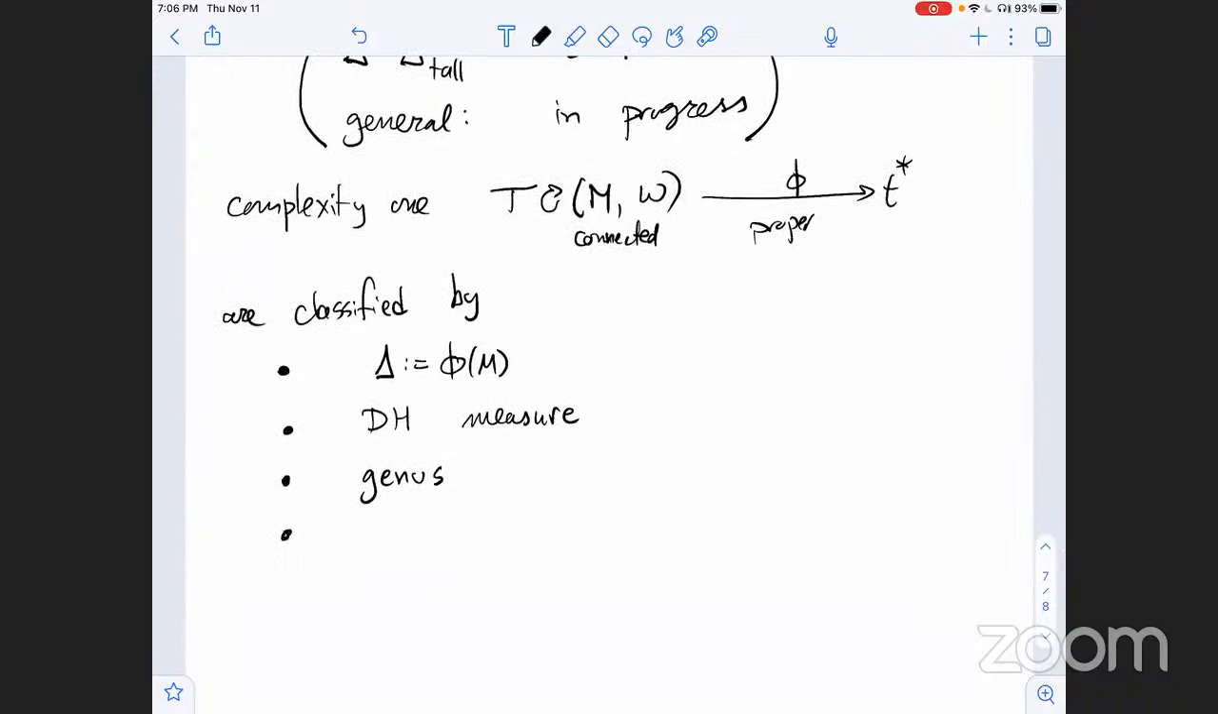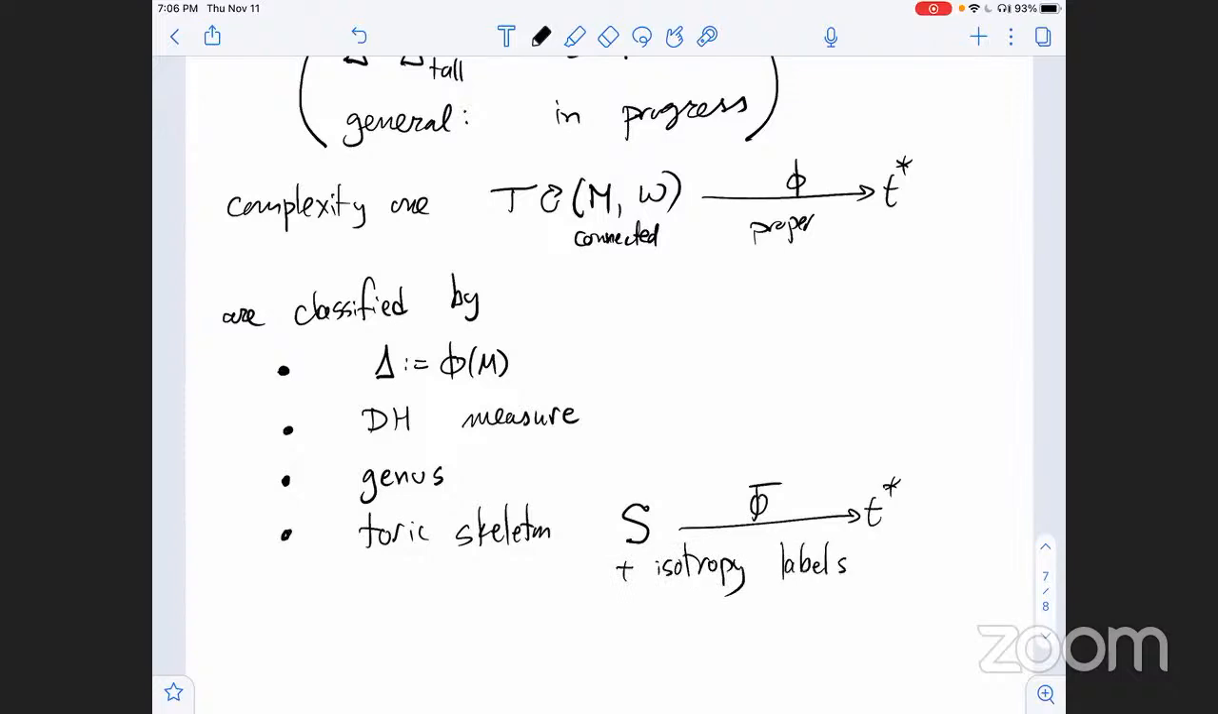Next comes the toric skeleton. We talked about this one. This is just the union of the quotients of the toric strata. And this comes as a topological space equipped with the orbital momentum map and equipped with the isotropy labels. And again, we've got a lot of redundancy in this data, because if you know the toric strata, then you know the slopes of the Duistermaat-Heckman measure. That determines the Duistermaat-Heckman measure up to constant.